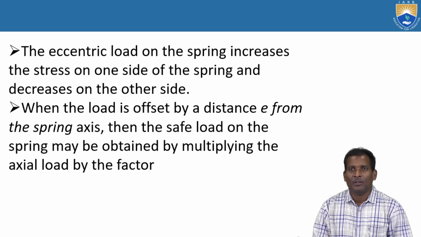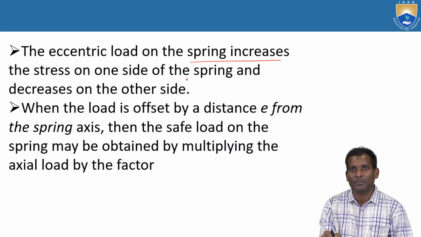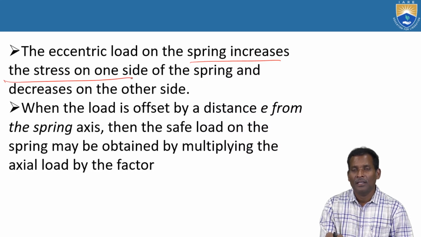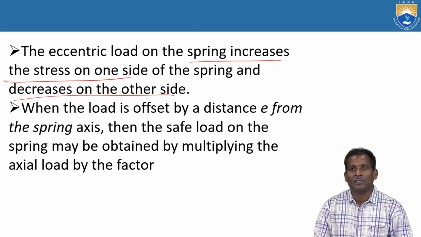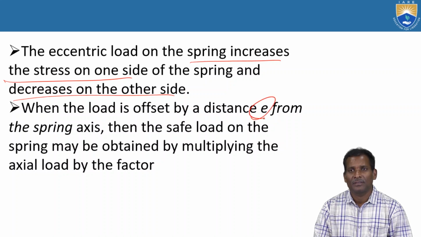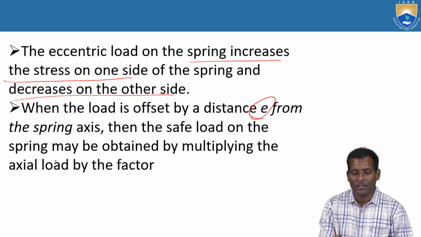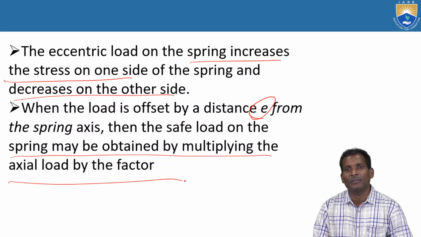So if there is eccentric loading on the spring, the stress increases on one side of the spring, and on the other side what will happen? It decreases. So when the load is offset by a distance e from the spring axis, the safe load on the spring may be obtained by multiplying the axial load by the factor.